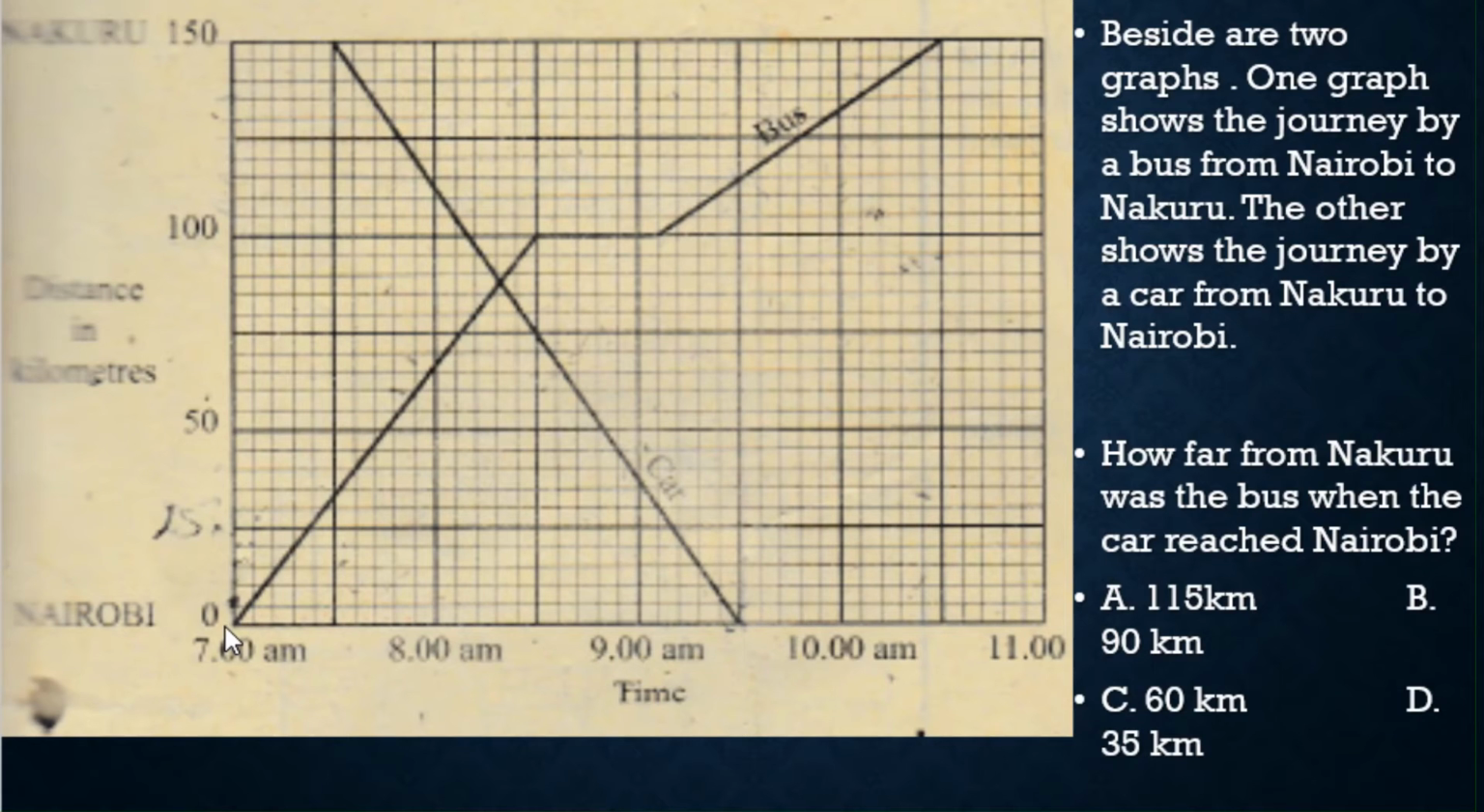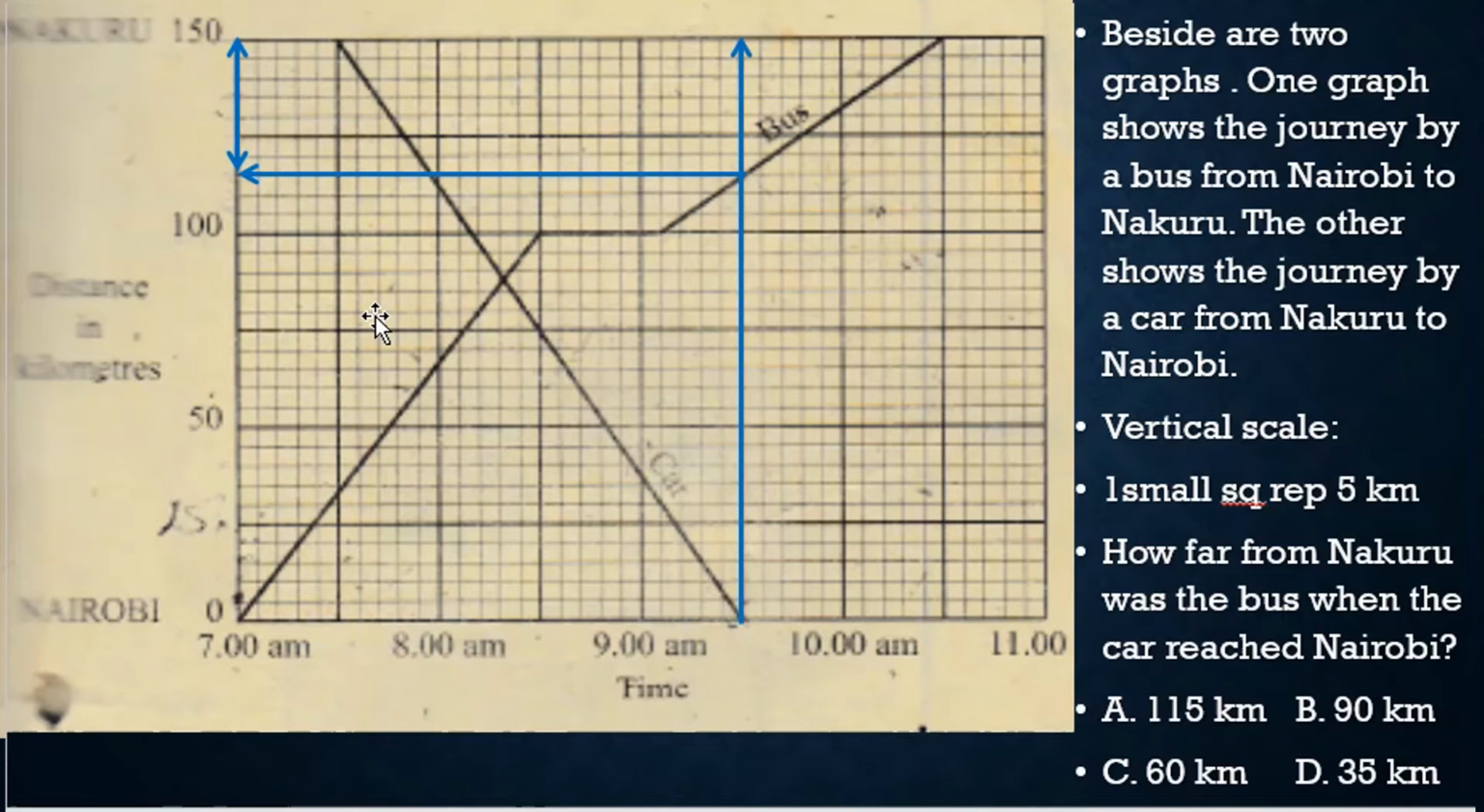The bus started at 7 a.m., moved to 100 kilometers, then rested for some time, then continued all the way to the top there. Then the car started at 7:30. This straight line here represents the car. The car started at 7:30, moving from Nakuru to Nairobi, the opposite direction to the bus, and travels all the way to 10:30. Well, you can see the bus was moving from Nairobi to Mombasa. The next page, I analyze now how to answer the question we have been asked.